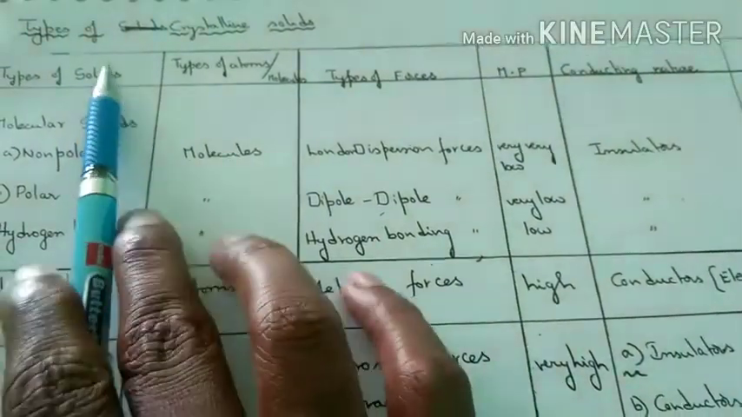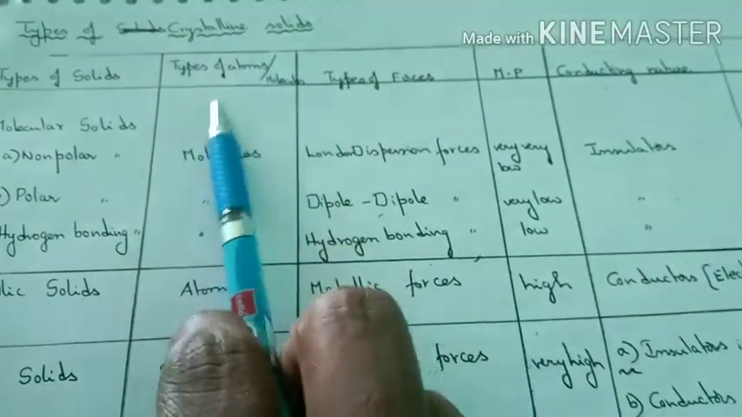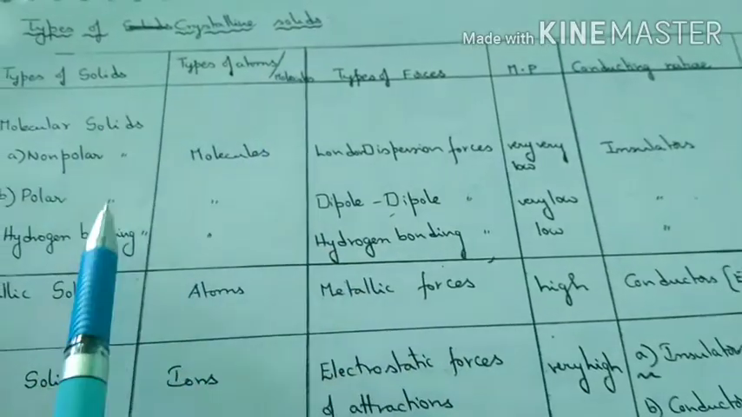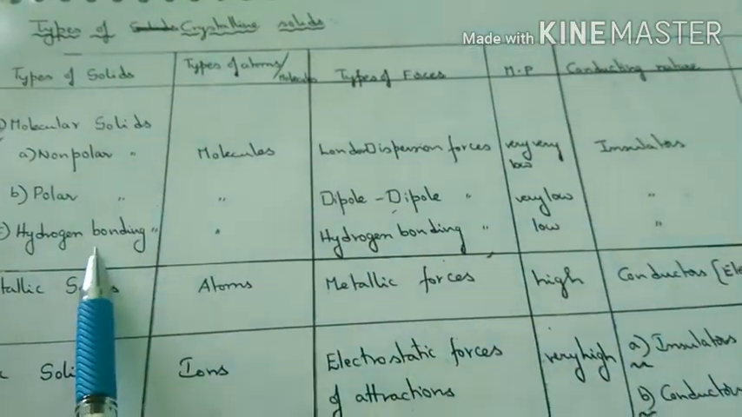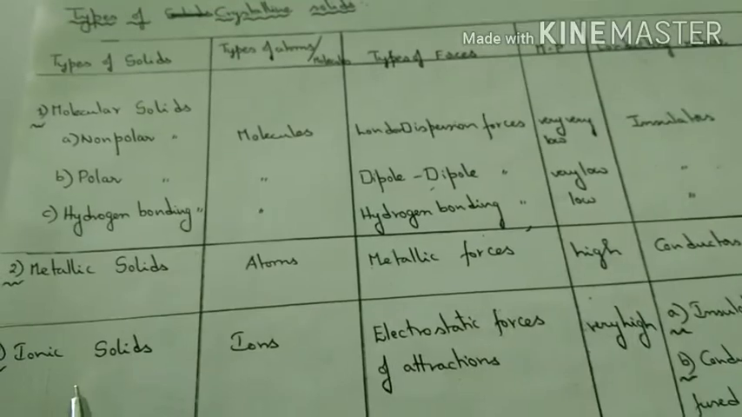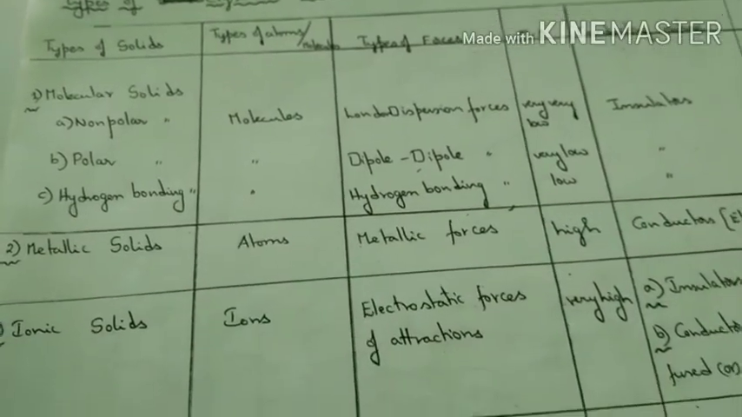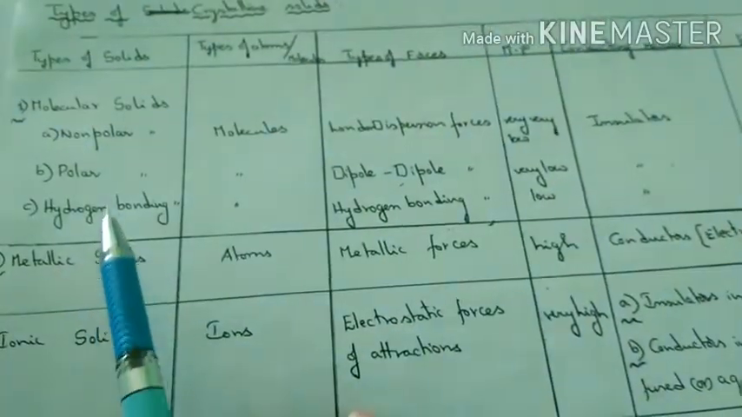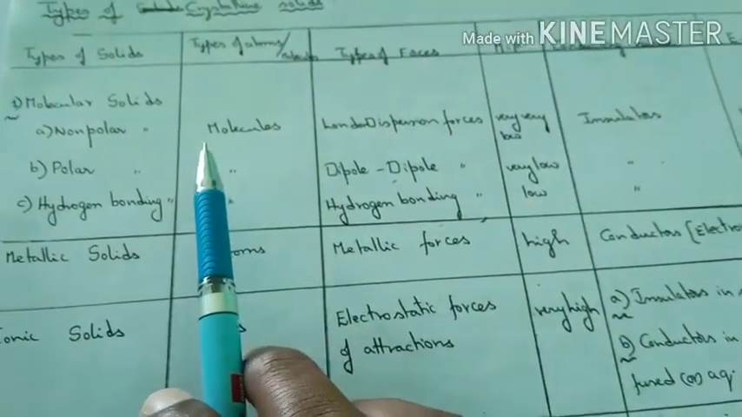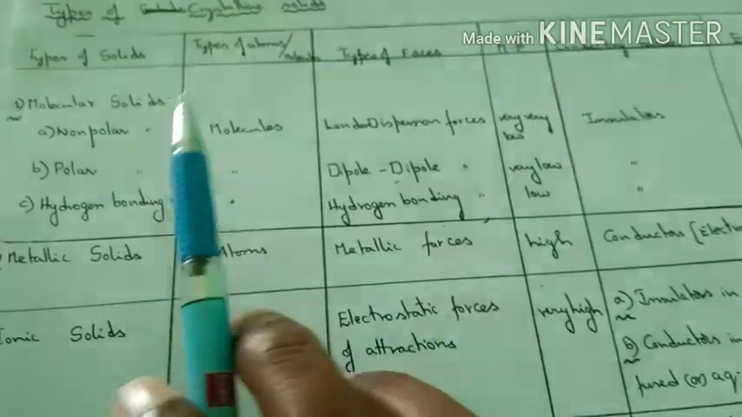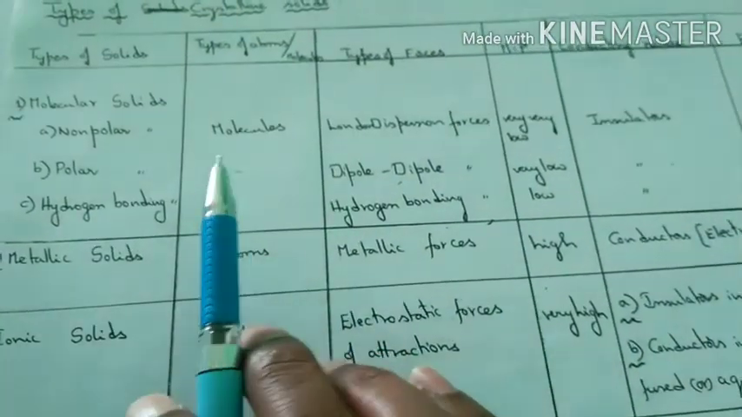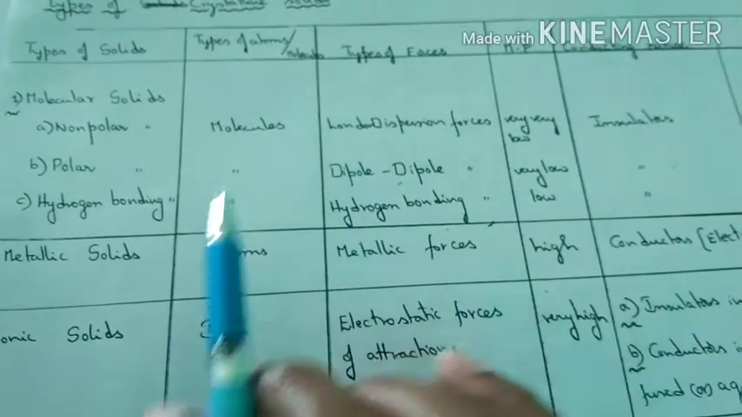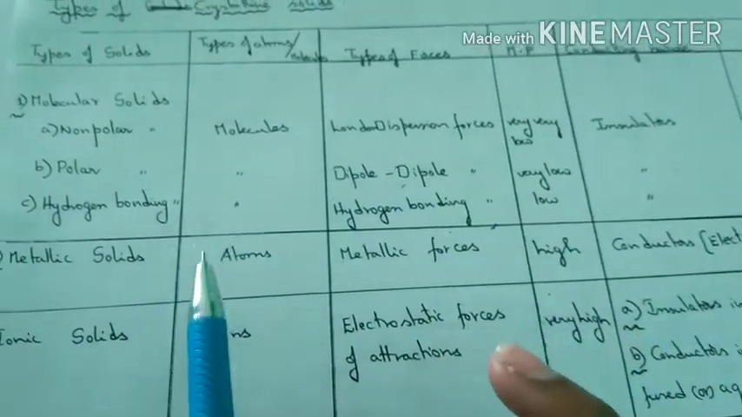Next topic is types of crystalline solids. Based on the attractions between crystalline solids, they are classified into four types. They are molecular solids, hydrogen bonding solids, metallic solids, and covalent solids. This is the fourth type. Now we will discuss these four: what type of particles are present in these four, what type of forces are present, what about their melting point, their conducting nature, and examples. If we discuss this topic, then this topic will be finished.